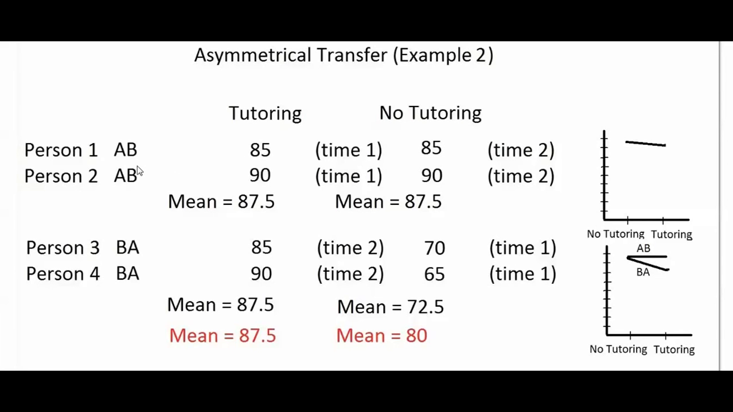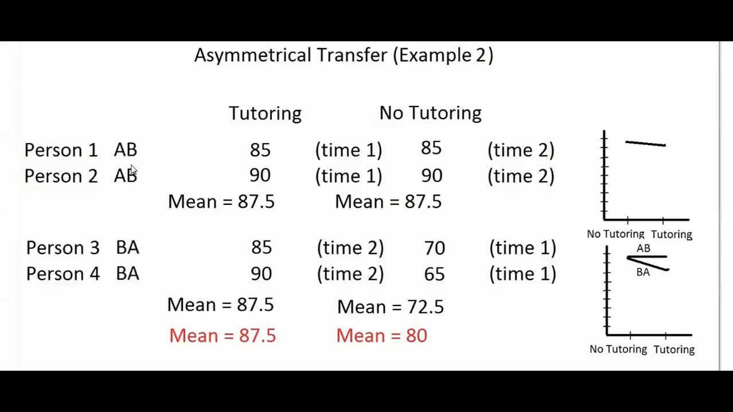2 of the participants were assigned to the A-B order. These 2 participants took the exam with tutoring at time 1 and with no tutoring at time 2. 2 of the participants were assigned to the B-A order. These 2 participants took the exam with no tutoring at time 1 and with tutoring at time 2.